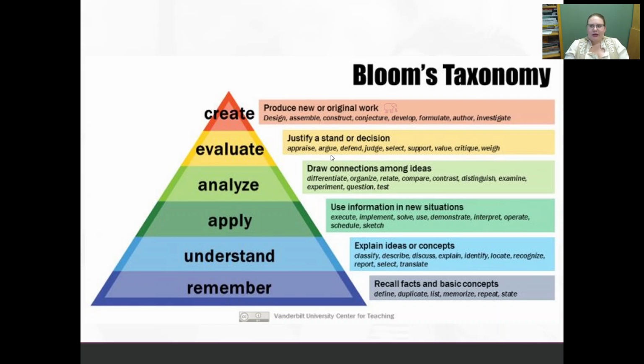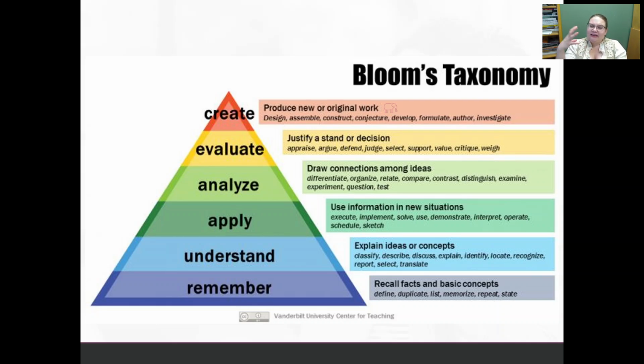The next one is going to be evaluate. When we talk about evaluate, this is where we debate. So we're going to justify a stand or a decision that we've made. When we are justifying, we have to do an appraisal. We have to argue. We have to defend. We're going to have to make a judgment. Are we for or against this stance? We need to either select it or support that particular value or even give a critique for that particular concept.